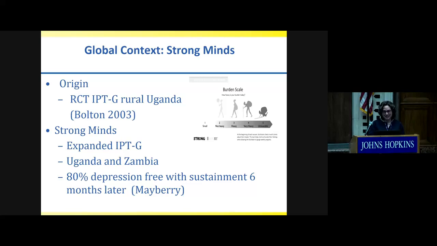And if you see the burden scale, this is an adaptation that Sean Mayberry and his group included, and it really helps facilitators ask participants about mood and feeling without specifically saying, how is your depression? So, how heavy is your burden today?